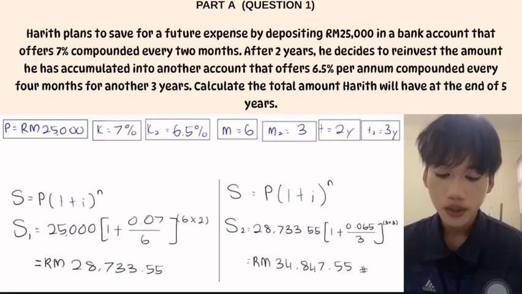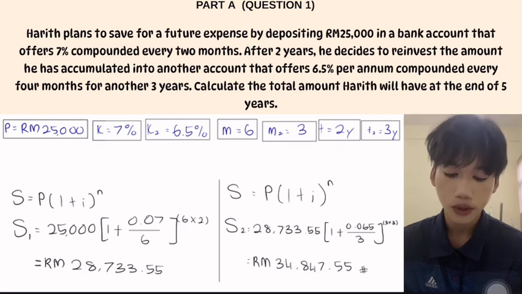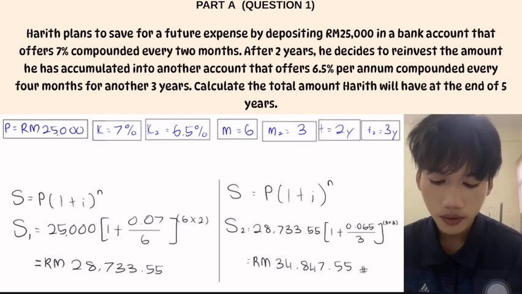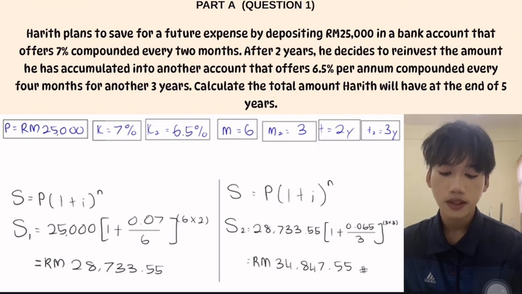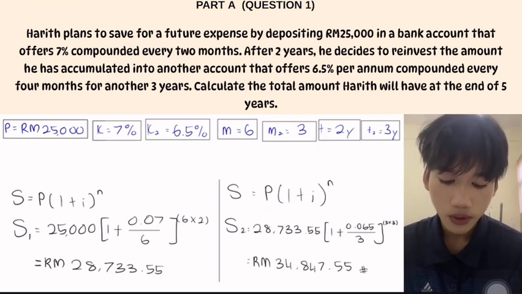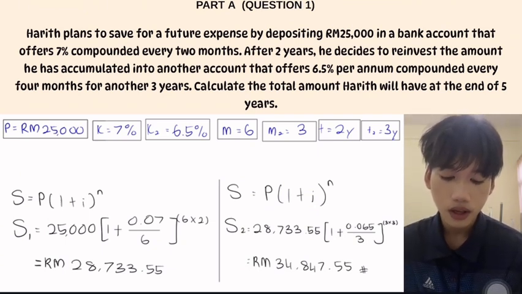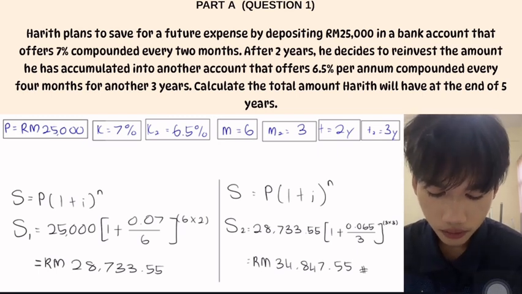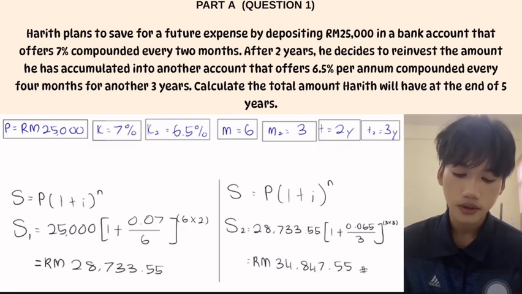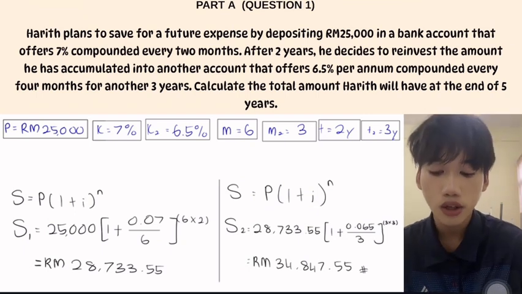So let's calculate the amount Harith will receive at the end of 5 years. We're going to use the same formula as the first equation, which is S equal to RM28,733.55 in the bracket 1 plus 0.065 per 3, to the power of 3 times 3. We're going to get RM34,847.55 at the end of 5 years.